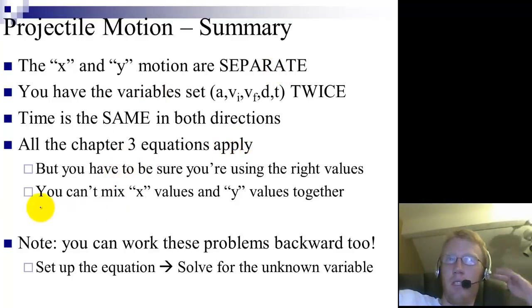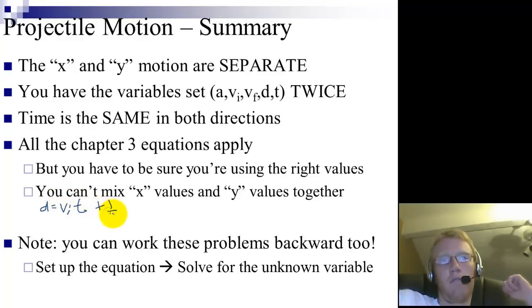Do you remember your equations? I hope you do, but I'll write them here actually in case you forgot. So distance equals velocity initial times time plus 1/2 at squared. That one is really good. Another one is one that we used. V final equals V initial plus at.